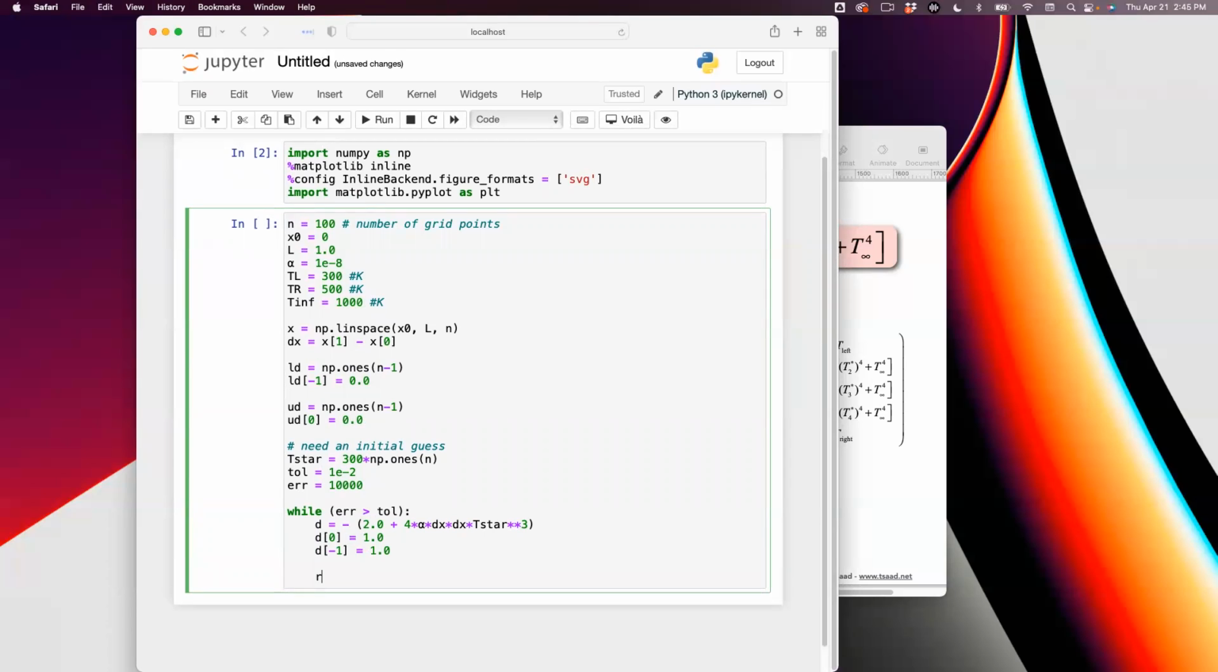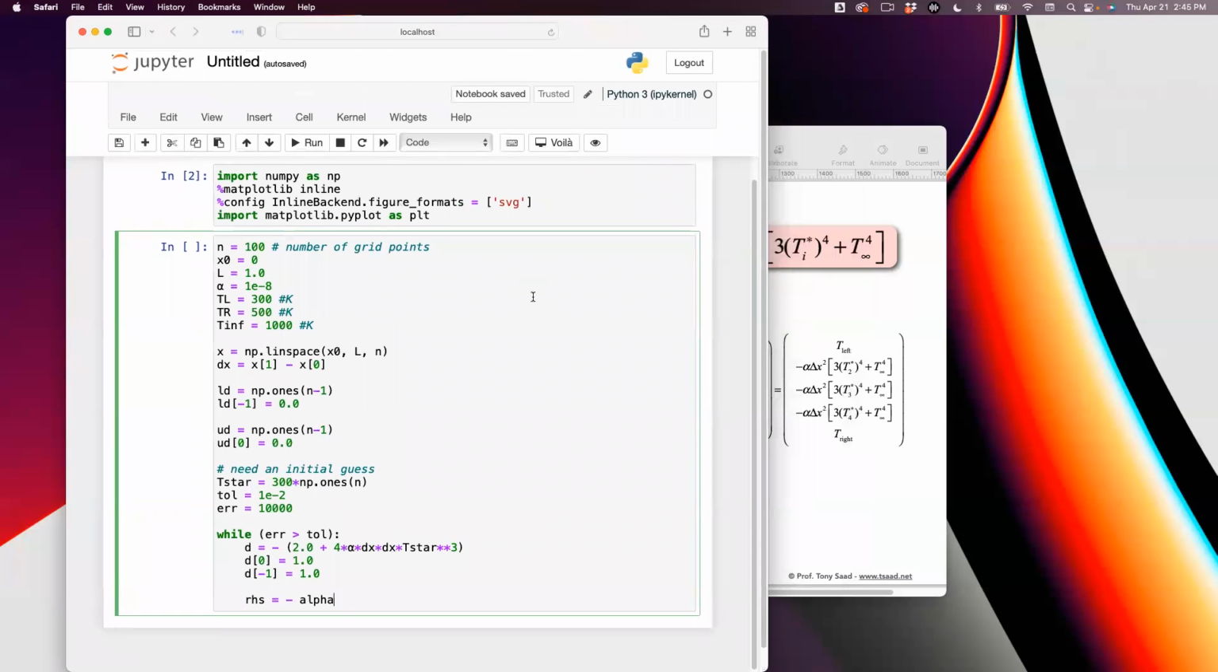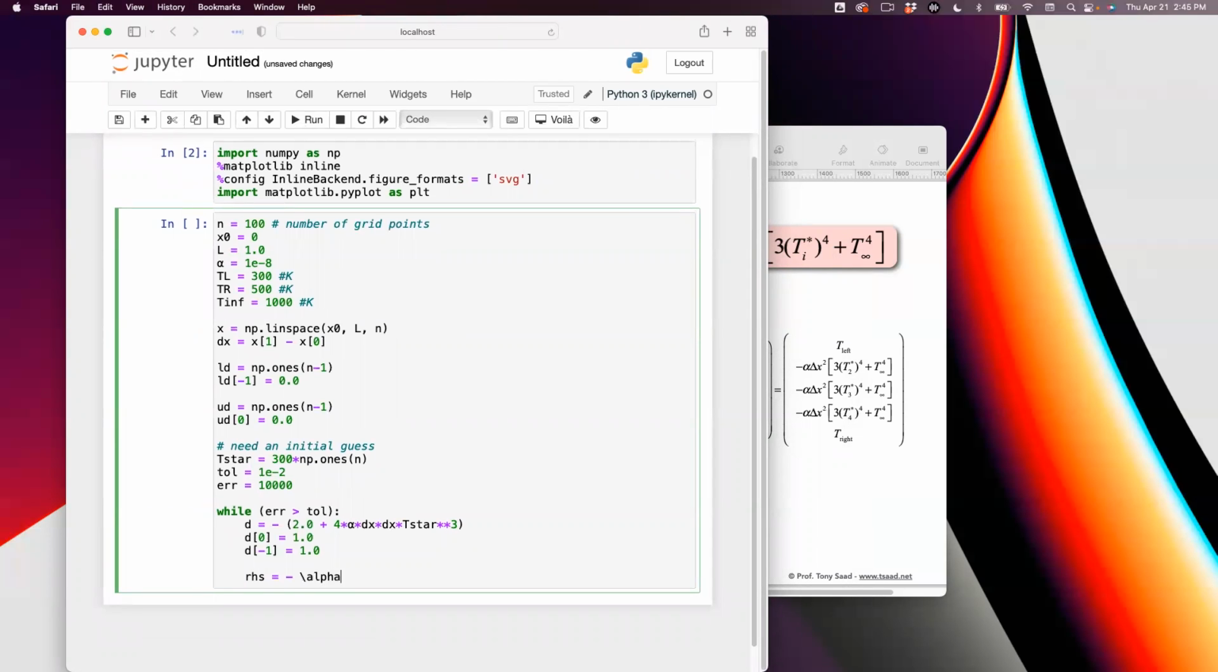Same thing for the right-hand side is minus alpha, remember, times d alpha. Sometimes using the Greek notation is painful because you have to put the backslash alpha and then press tab. Dx squared, okay, times, let's see, 3 times T star to the power 4, right? 3 times T star to the power 4 plus T infinity to the power 4.